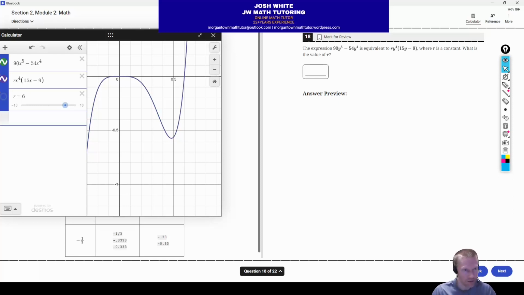So if we go back to 6 and now notice, take one away. Take this over top, take that off, it's still there. It's the same graph basically. So that confirms that 6 is the correct answer for R.